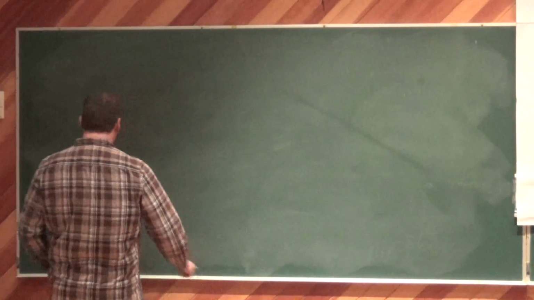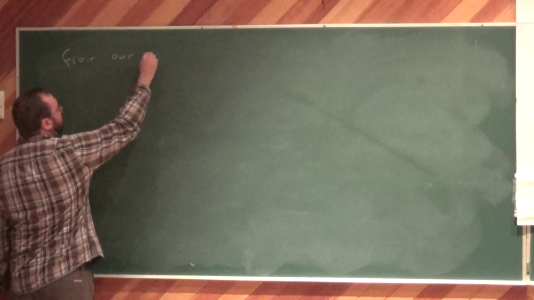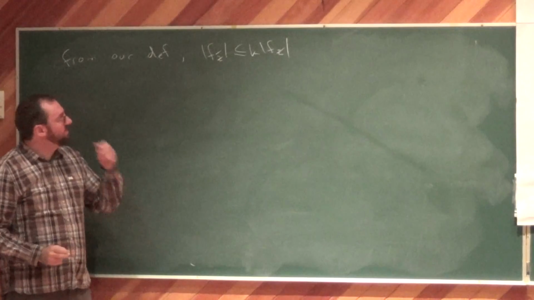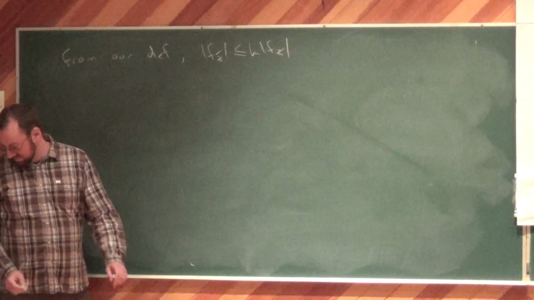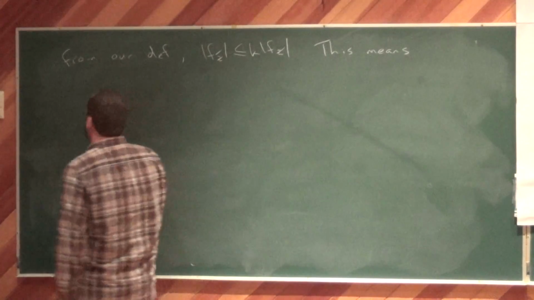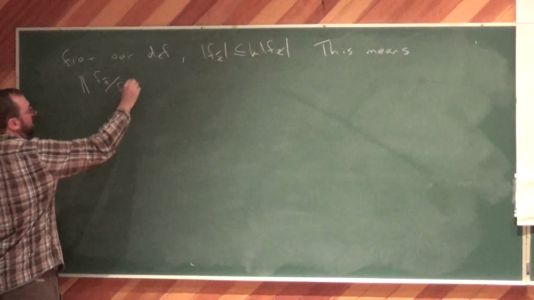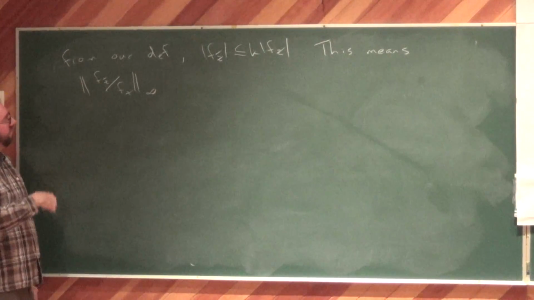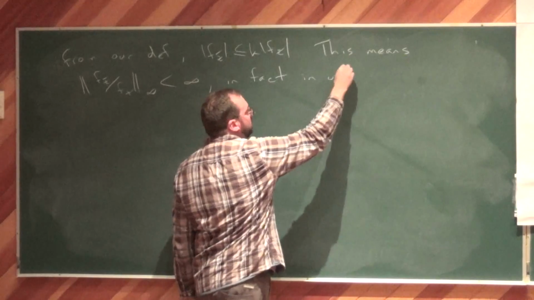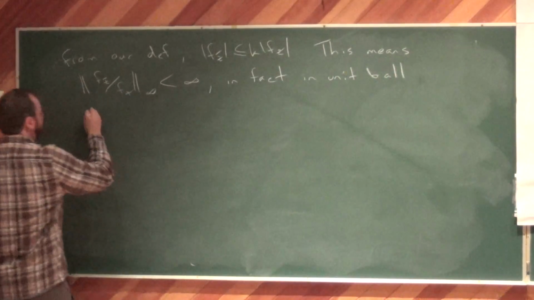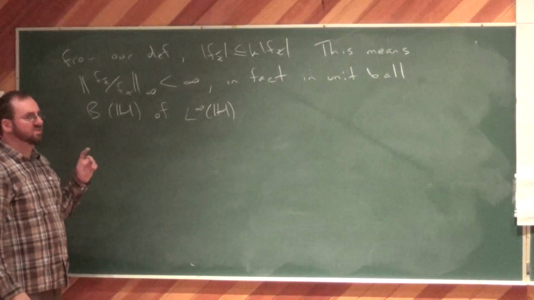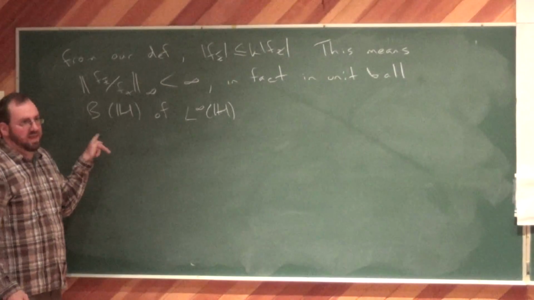Okay, from the original definition we had of quasi-conformal maps, we have the distortion condition that the z-bar derivative of f is less than or equal to k times the z derivative of f. So what this means is that the supremum norm of f sub z bar divided by f sub z is in fact in L infinity, and in fact in the unit ball. Let's call it B of H, the unit ball of L infinity of H. So you see various notations for unit balls of L infinity. I'm going to use B, which stands for ball, and it also stands for Beltrami.